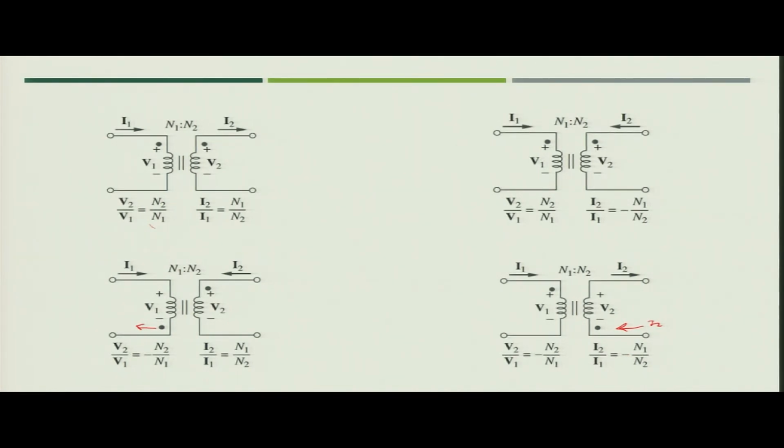With this we can close today's discussion, in which we discussed the energy stored in magnetically coupled circuits, and also discussed the ideal transformer and its various connections and polarity. We will continue our discussion related to the ideal transformer.